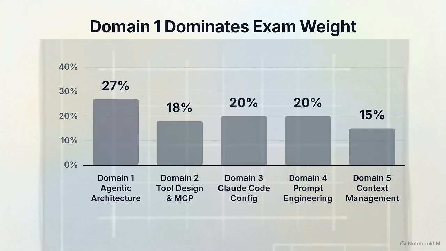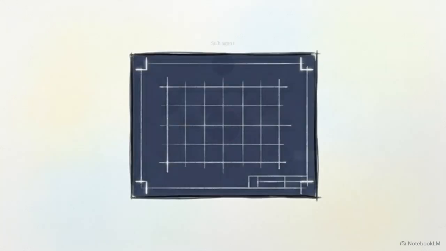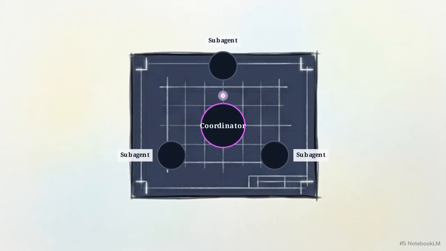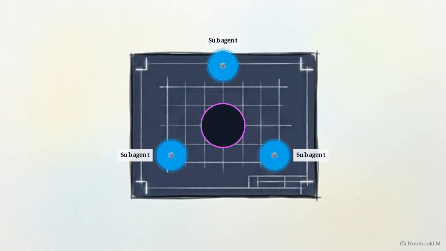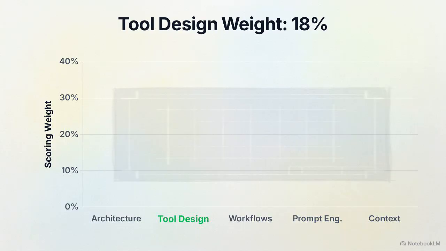This chart shows the scoring breakdown across the 5 exam domains. Notice that Domain 1, Agentic Architecture and Orchestration, carries the heaviest weight at 27%. The critical memory trap: developers assume a coordinator agent automatically shares conversational memory with subagents. It does not. Subagents operate in strict isolation. You must explicitly package and pass the necessary context into every single subagent's prompt.